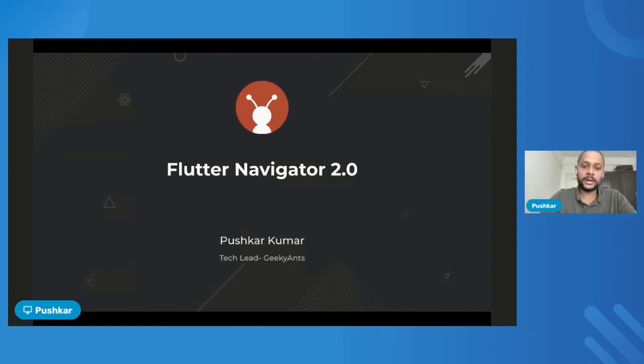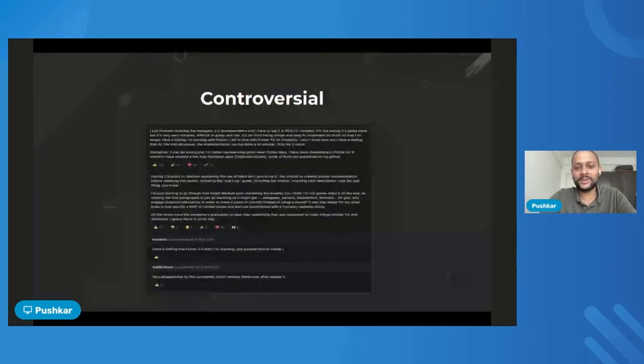But in my experience, this has been one of the most controversial APIs that I have ever worked with. There were open GitHub threads where people were complaining that this is too difficult to understand, and a lot of people just gave up on Navigator 2.0. At the same time, I, as a tech lead, started exploring Navigator 2.0, understanding what exactly is the purpose behind which the Flutter team has created this API. And once I started exploring it, I realized that it is more Flutterish than what Navigator 1.0 would provide.